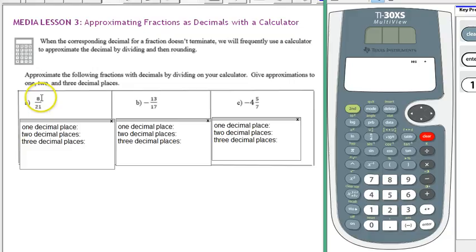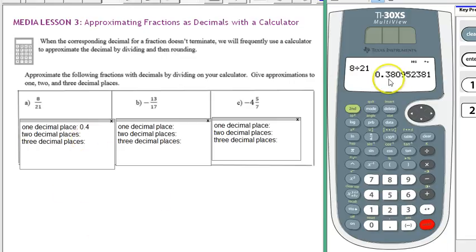So in part A, we have 8 over 21, or 8/21. So remember, one interpretation of a fraction is division. So I'm going to divide 8 by 21 and hit enter. Now I want to round to 1, 2, and 3 decimal places. So to round to 1 decimal place, I look at the hundredths digit. It's greater than 5, so I'm going to round up to 0.4.